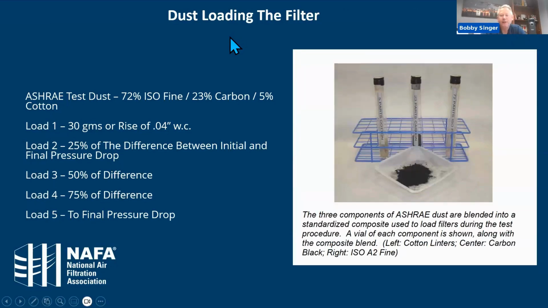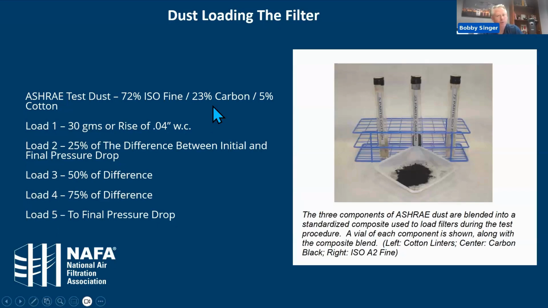So ASHRAE dust, when we dust load the filter, this is some nasty stuff, to be quite honest. This black powder here, this is what it looks like. The composition is 72% ISO fine, 23% powdered carbon, 5% ground cotton, blended together to form this nice black powder.